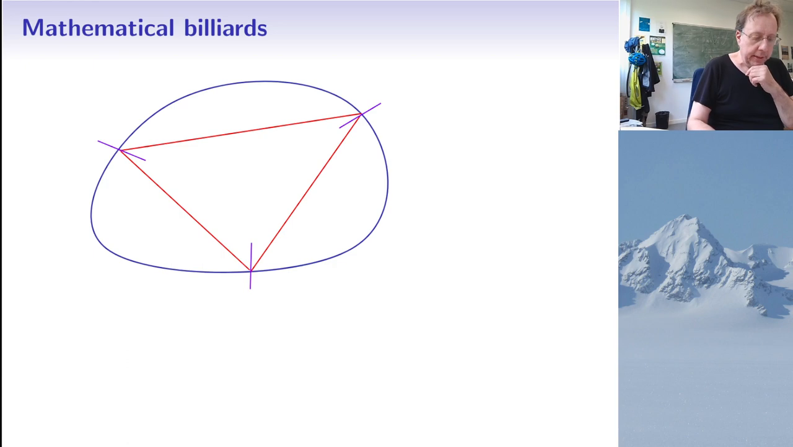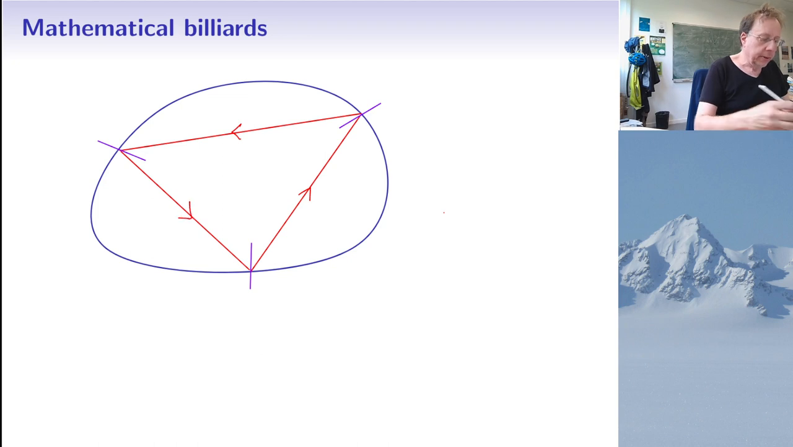So I'm looking here at the motion of a particle without friction in a certain domain of the plane, and today this domain is going to have a convex boundary. And the boundary should have no corners. So here I have drawn a nice smooth curve. And here I have a trajectory of my particle.